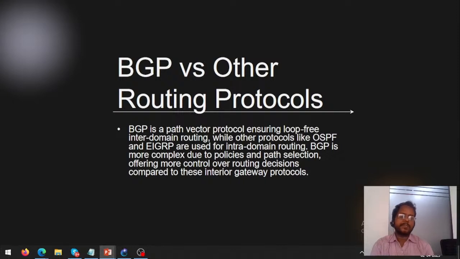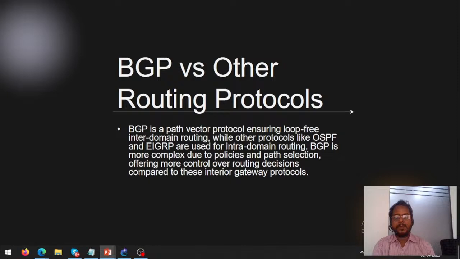So, BGP versus other routing protocols. If you compare BGP with other routing protocols, why is BGP so dominant? BGP is a path vector routing protocol. It is neither distance vector, nor advanced distance vector like EIGRP, nor link state. BGP is a path vector routing protocol which ensures loop-free interdomain routing, and it is dependent on certain attributes. We call them path attributes.